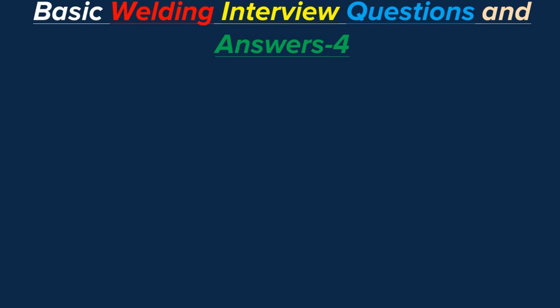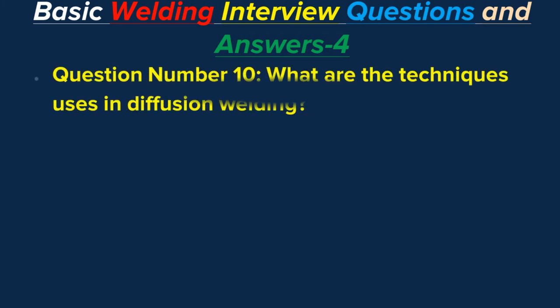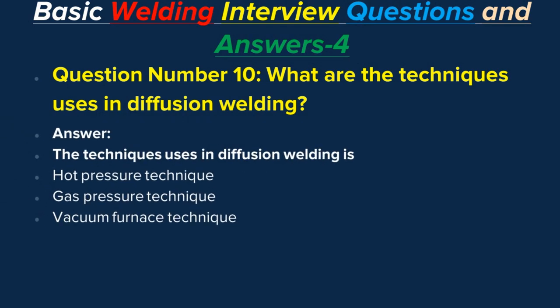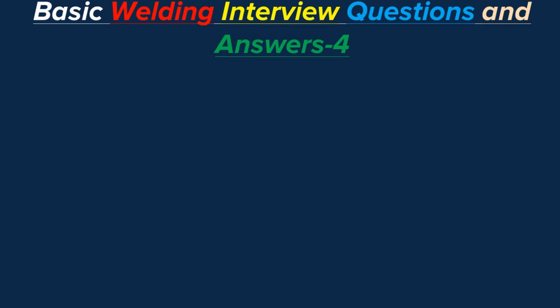Question number 10. What are the techniques used in diffusion welding? Answer. The techniques used in diffusion welding are hot pressure technique, gas pressure technique, vacuum furnace technique.